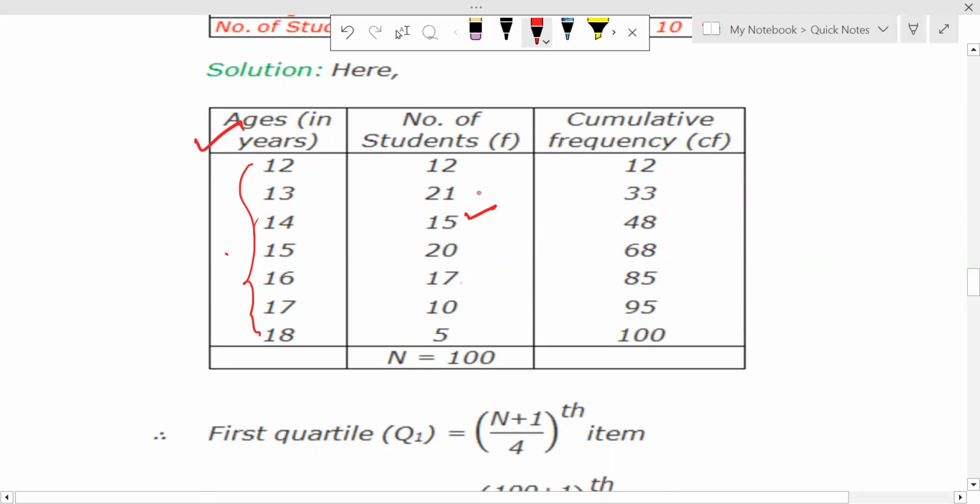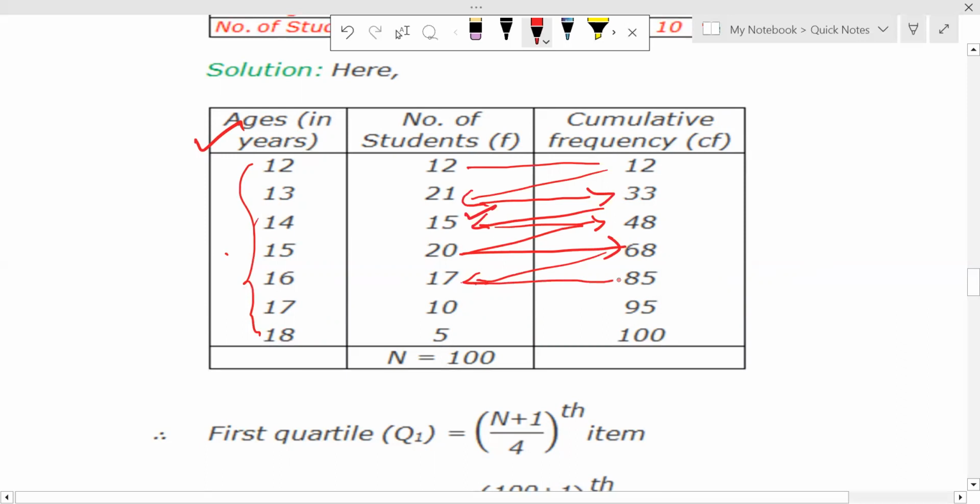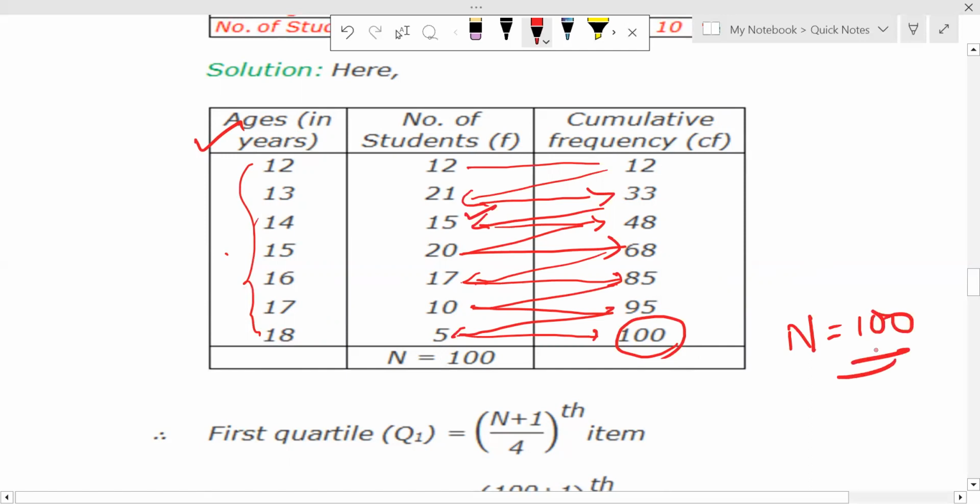Then we compute the cumulative frequency. 12; 12 plus 21 is 33; 33 plus 15 is 48; 48 plus 20 is 68; 68 plus 17 is 85; 85 plus 10 is 95; 95 plus 5 is 100. So the total number of observations, n, is equal to 100.